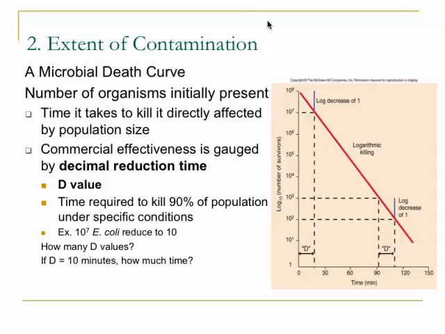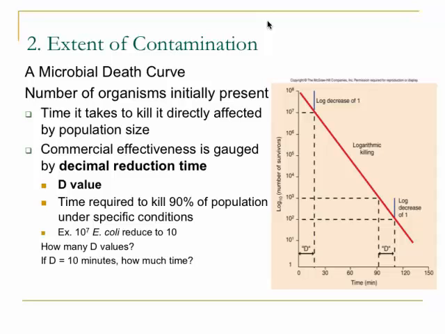Because it's a log scale, you're reducing the population by 90%. You still have 100 organisms left, but each log is a measure of 90% of the population. So if you reduce the population by 90%, but you're starting out with 1 million bacteria here at 10 to the 6th, you're still going to have a lot of bacteria left after just one D value reduction.